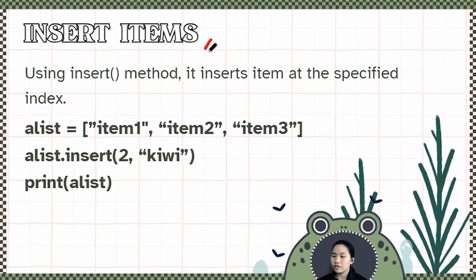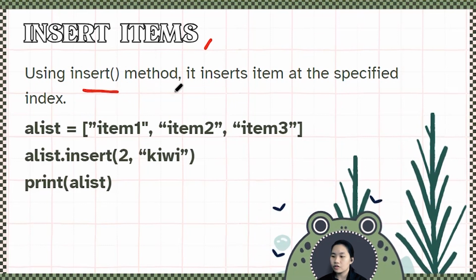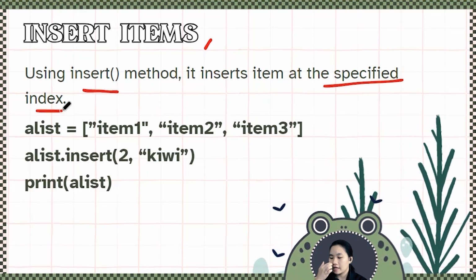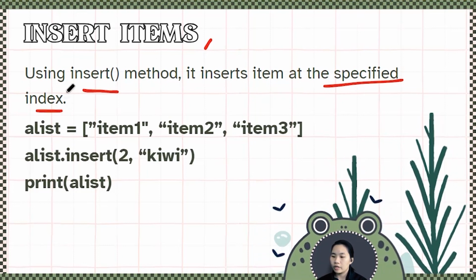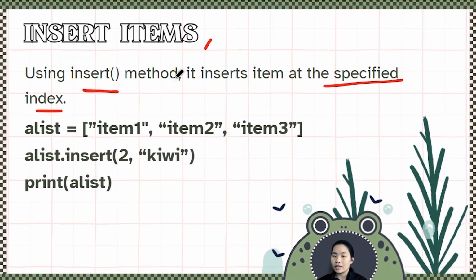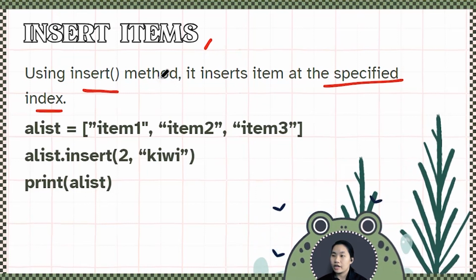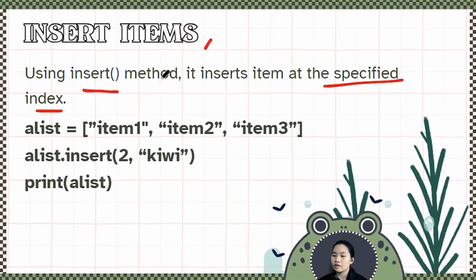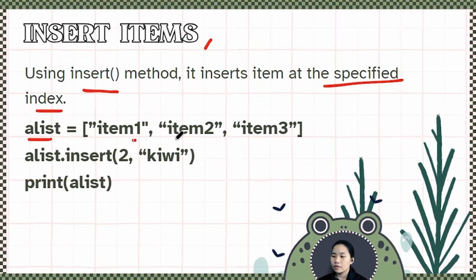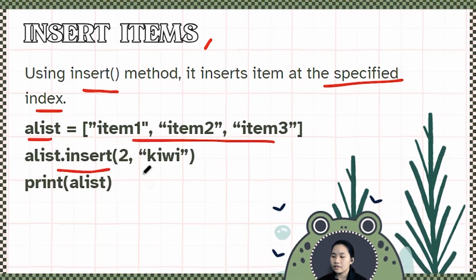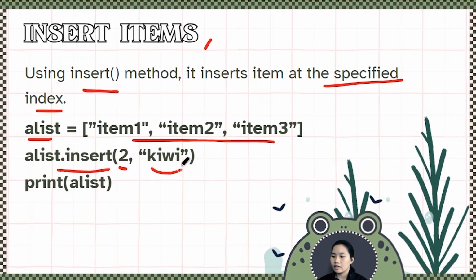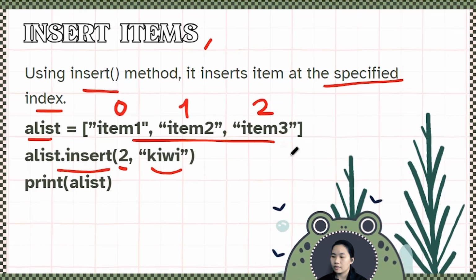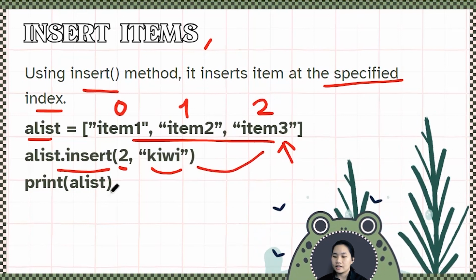Last but not least, inserting items. You can use the insert method to insert items with a specified index. All right, index is very important when it comes to manipulating all of the values within an array. And an array could be a string, a list, tuple, dictionary, whatnot. A list with item 1, 2, and 3 once again. Insert kiwi at index 2, so item number 3 would become kiwi.